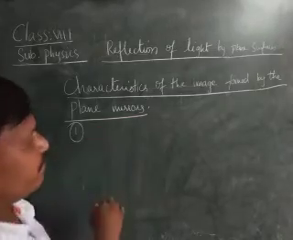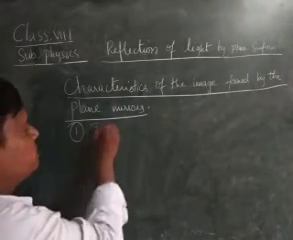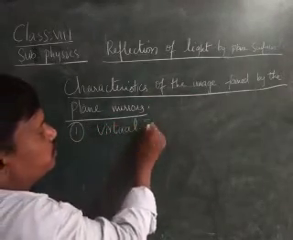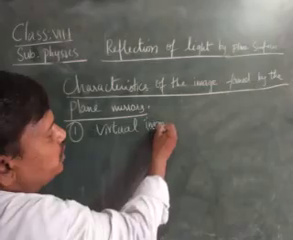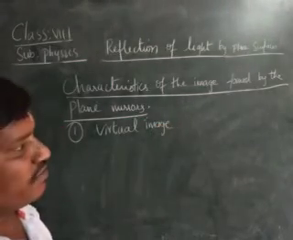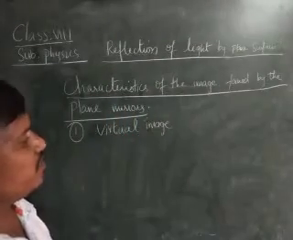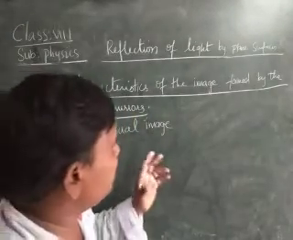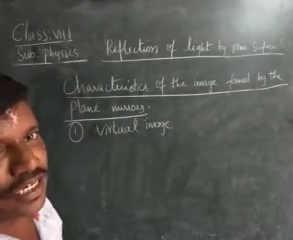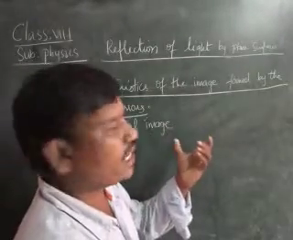First one is that it forms a virtual image. What do you mean by this virtual image? If the image is not formed on the screen, if the image is formed inside the mirror, then that is called a virtual image. A real image, which is opposite to the virtual image, is the image which is formed on the screen.